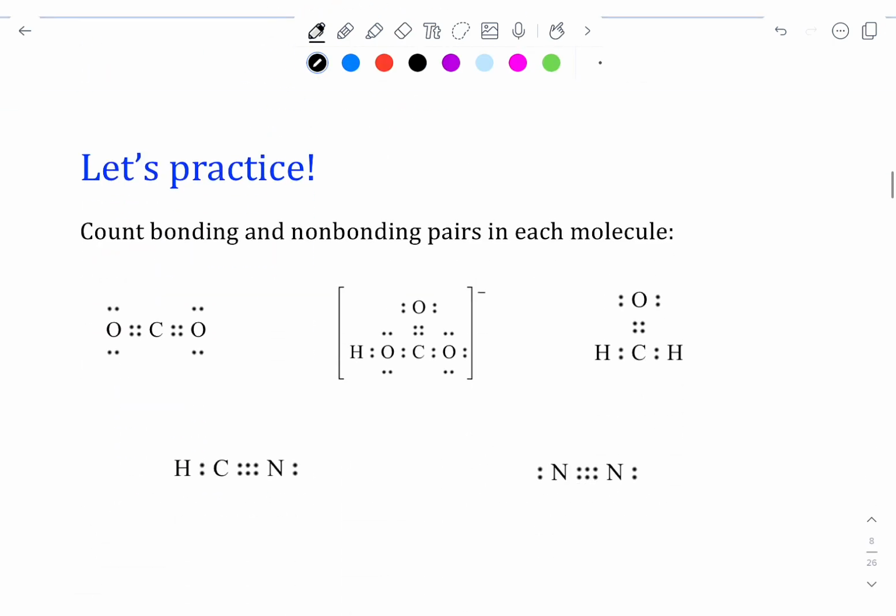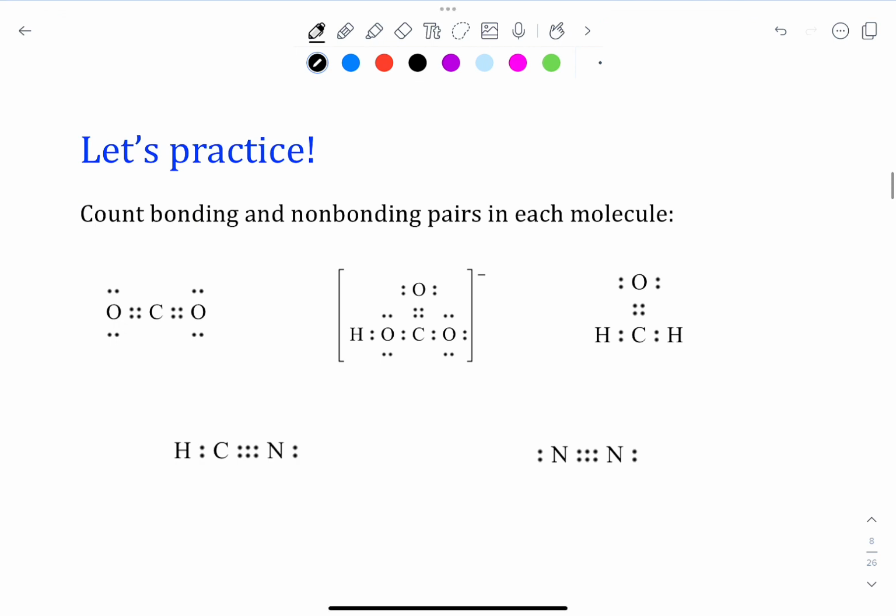So let's practice this. You'll see similar problems like this on your ALEKS homework. And what we want to do, using these Lewis structures where we show our bonds as dots, as well as our lone pairs as dots, is count our bonding and our non-bonding pairs. So I'm going to use my highlighter here, and I'm going to say anything that's highlighted in blue is a bonding pair.